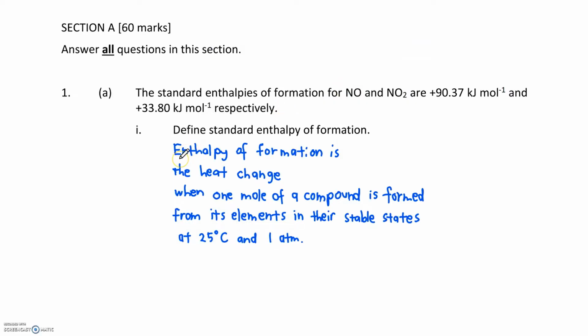So the enthalpy of formation is the heat change, meaning it can be both endothermic and exothermic, when 1 mole of a compound is formed, and that compound is formed from its elements in their stable states. Because this is the standard enthalpy of formation, it must be at 25 degrees Celsius and 1 atm.